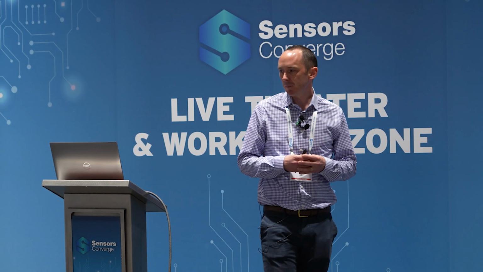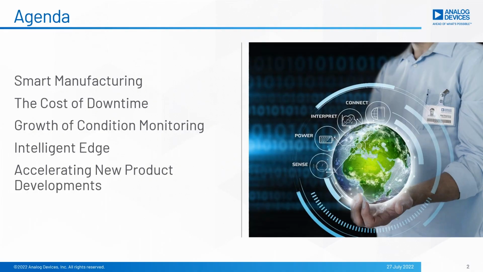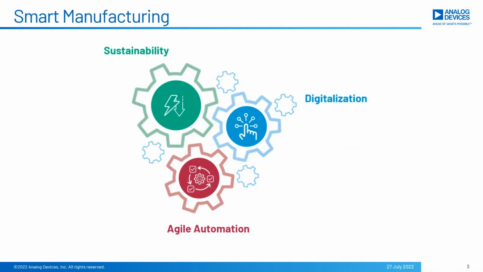The goals of smart manufacturing are really centered around driving higher levels of sustainability, digitization through digital transformation strategies with a view to deliver more flexible, scalable, and agile automation to support changing consumer demands and support batch size 1 production.